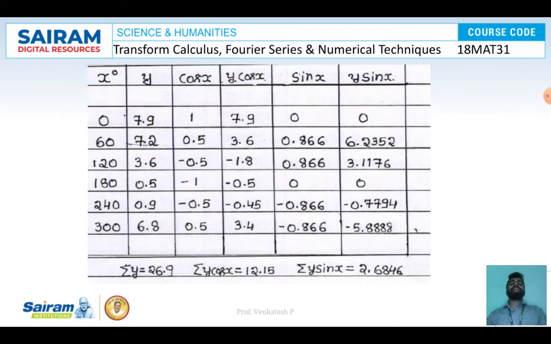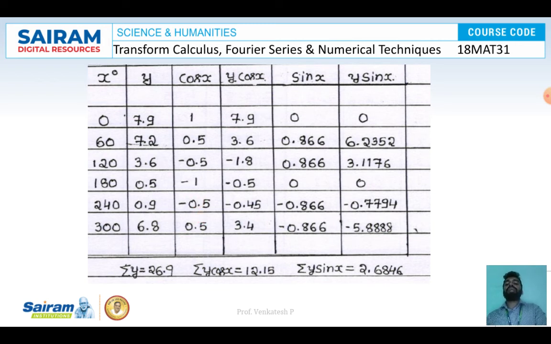So now make a table, find all the values of y cos x and y sin x. So x is given like 0, 60, 120, 180, 240, 300. Y is given like 7.9, 7.2, 3.6, 0.5, 0.9 and 6.8. So now I'll be finding cos x. So cos 0 is 1, cos 60 is 0.5, cos 120 is minus 0.5, cos 180 is minus 1, cos 240 is minus 0.5, cos 300 is 0.5.